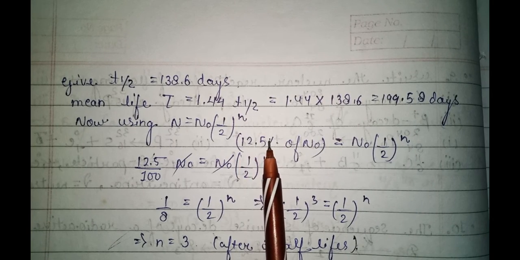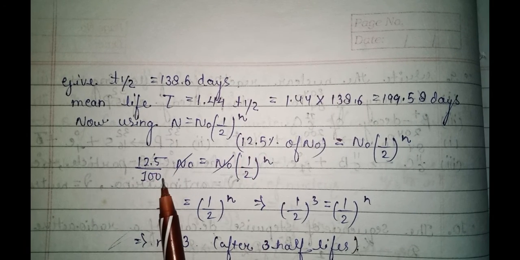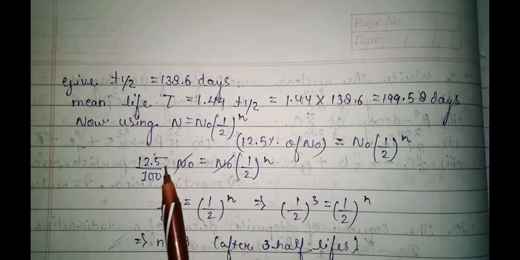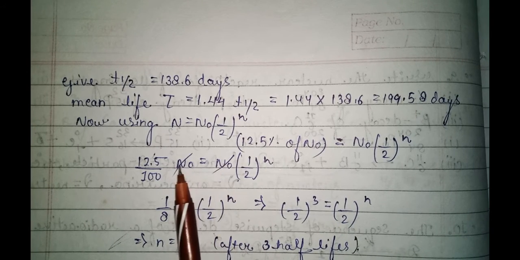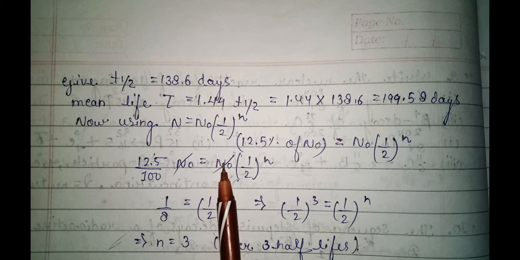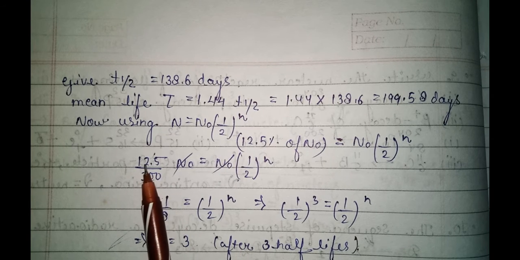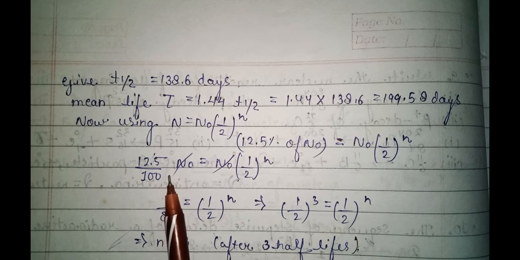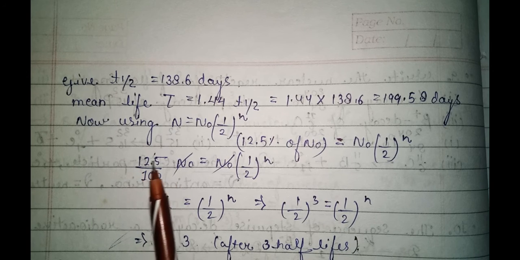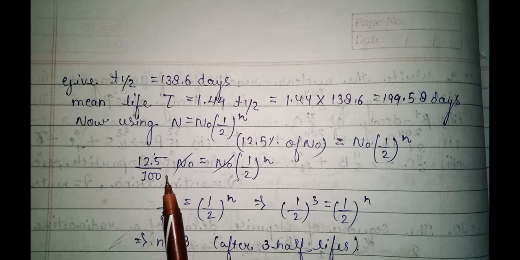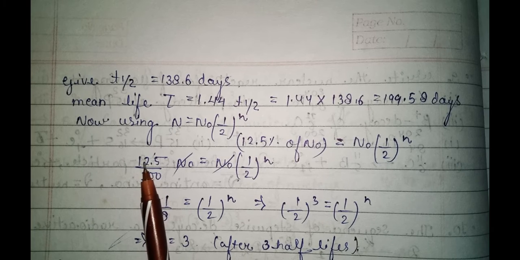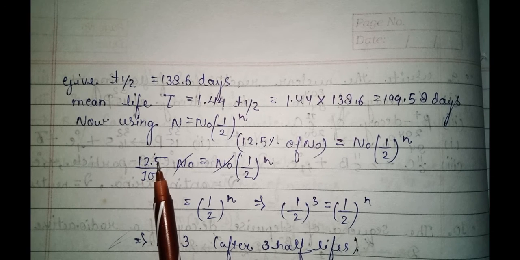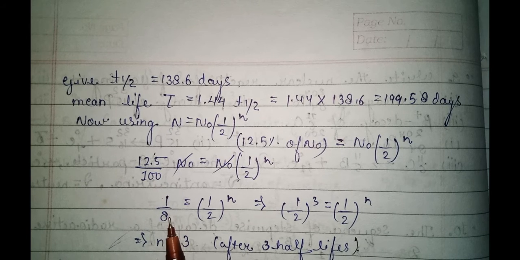Now 12.5% means 12.5 upon 100. Of means into N naught. So here N naught will get cancelled out. We will remain with 12.5 upon 100. On removing this decimal point, 10 will increase here. We will get 125 upon 1000. On solving this, we know that 125 into 8 is equal to 1000. So we get 1 upon 8 here.